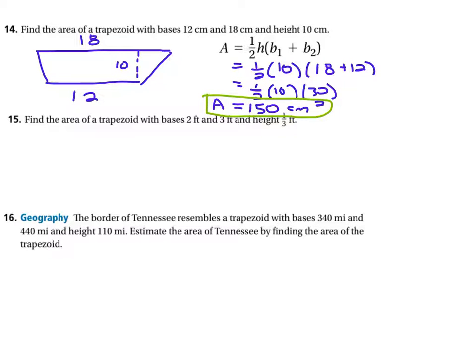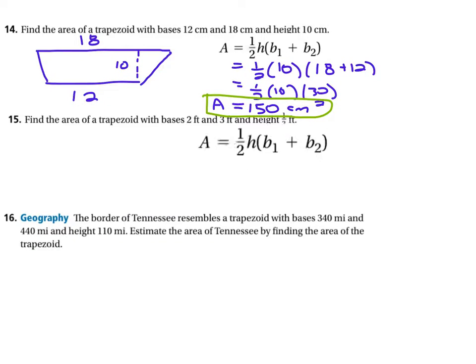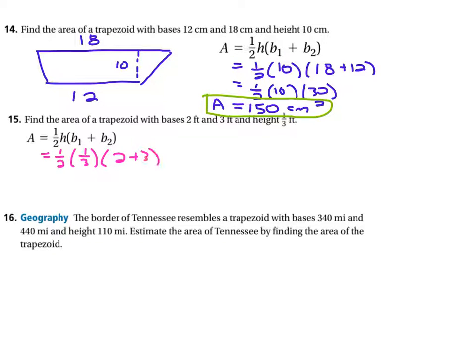I am going to include the formula because it's really helpful to start with the formula. Okay, there you go. Sorry about my voice. And we've got bases of 2 and 3 and a height of 1/3. So let's just fill all that information in. We've got 1/2 times a height of 1/3 times the sum of the bases. The bases are 2 plus 3.